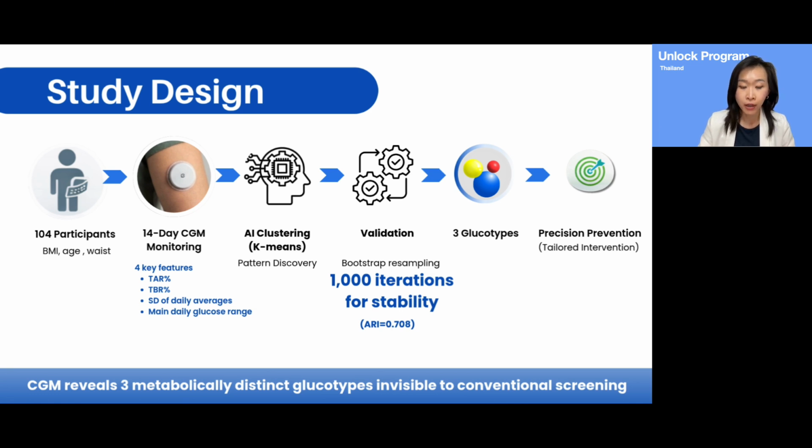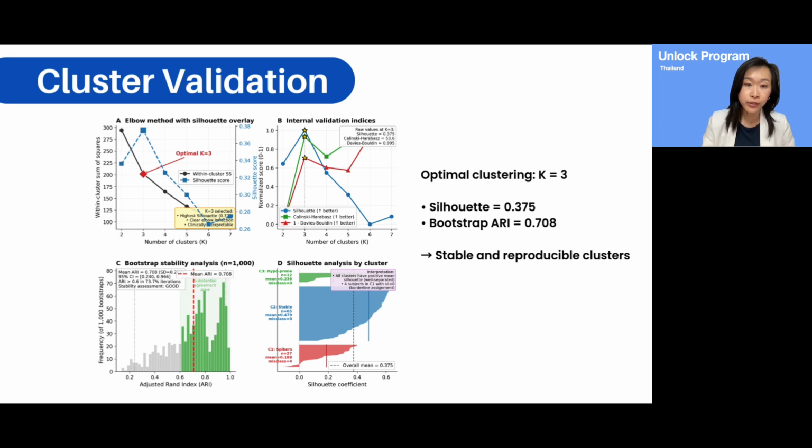The optimal number of clusters was determined using multiple validation methods, including silhouette analysis, Calinski-Harabasz, and Davies-Bouldin. Cluster stability was further validated using bootstrap resampling with 1,000 iterations and cross-validation with an alternative clustering method. The silhouette score was 0.375 with supportive results from the other clustering indexes.